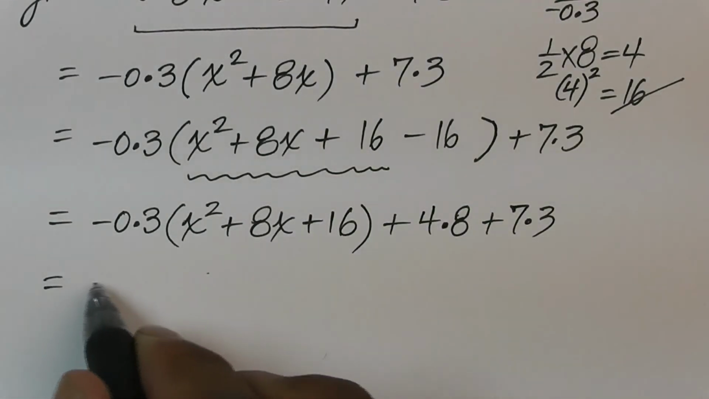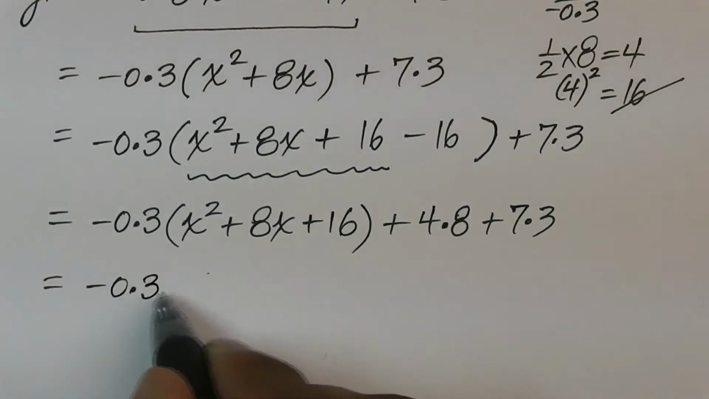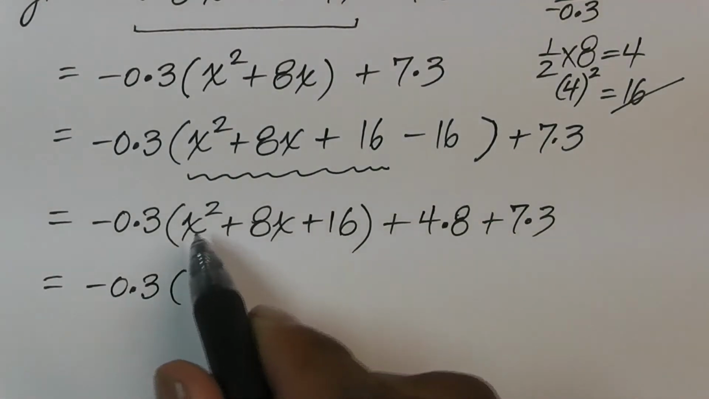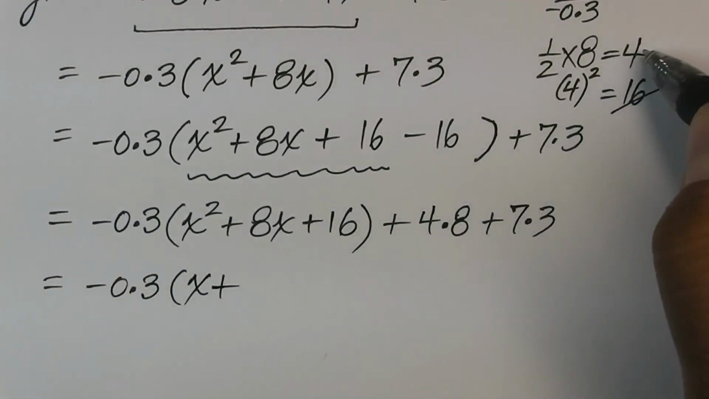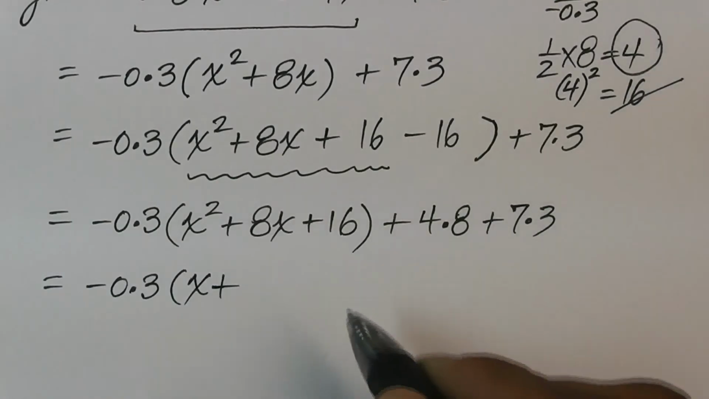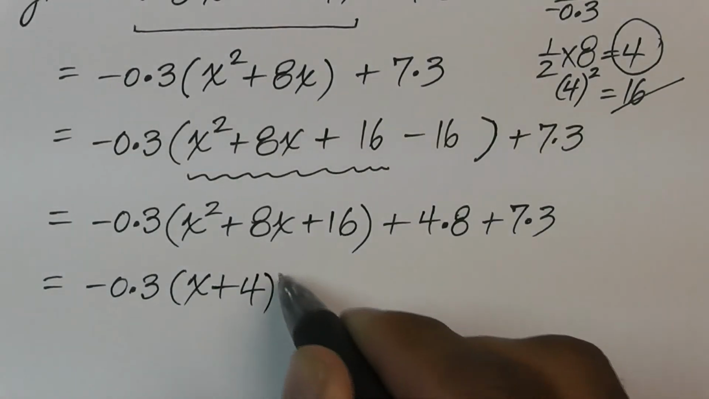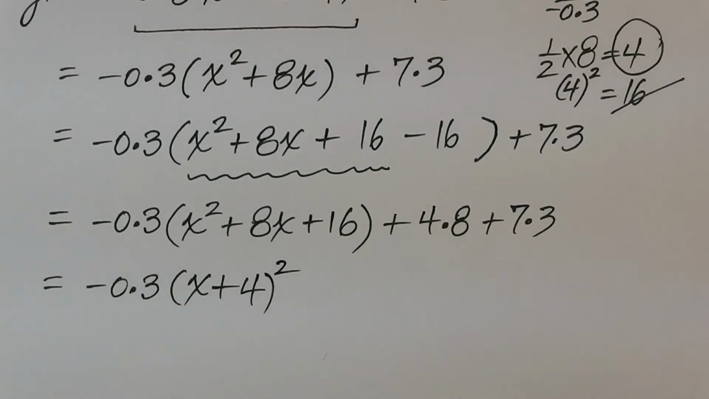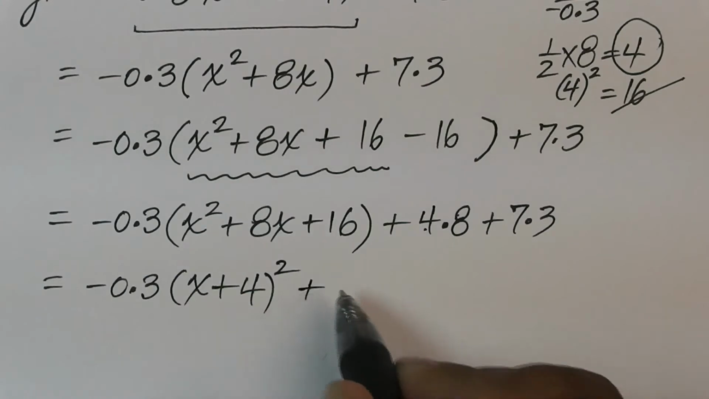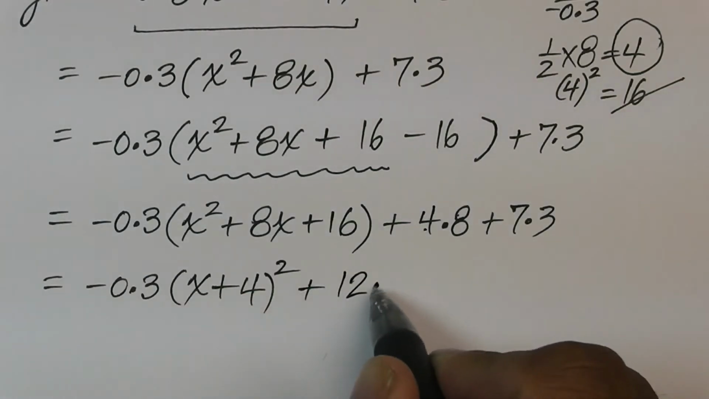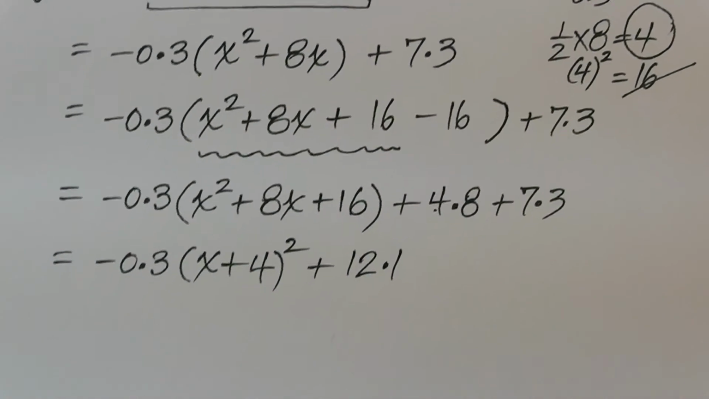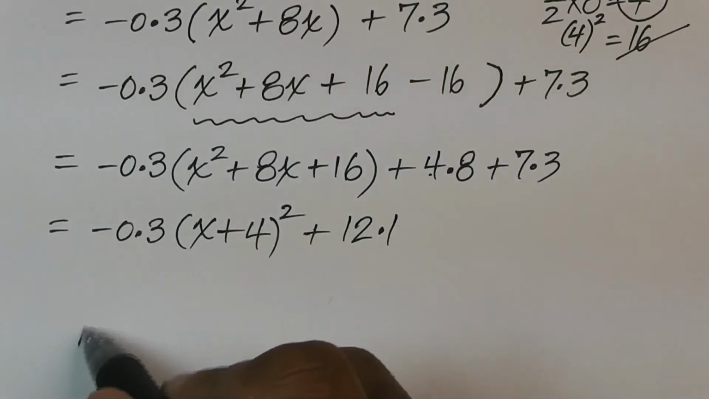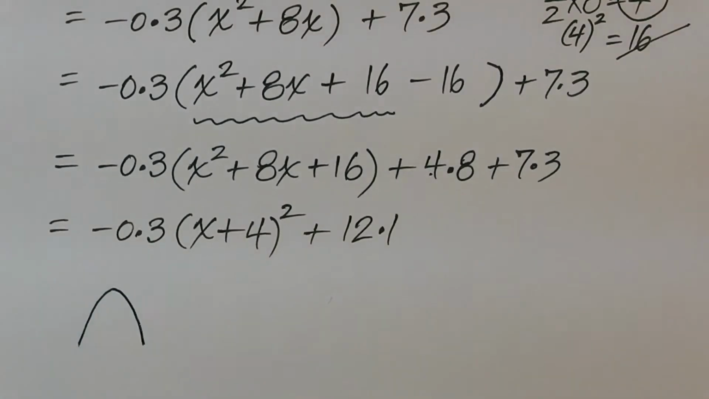This is going to give us negative 0.3 brackets x plus that first number squared. 4.8 plus 7.3, 12.1. And that tells us that we've got a parabola opening down because my a is negative.